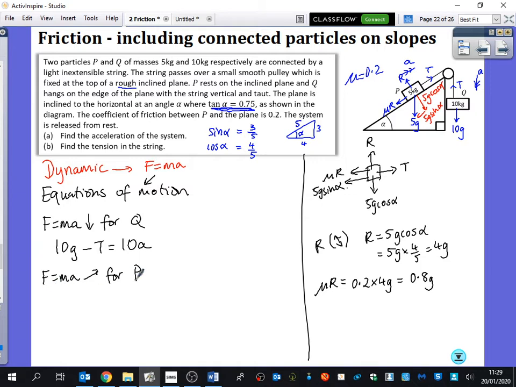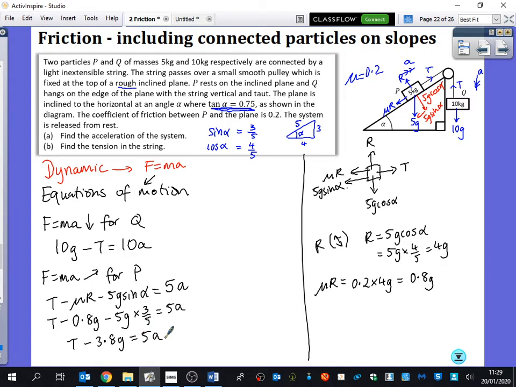So we're now going to do F equals ma for P, and using this diagram, maybe it's even easier: T minus mu R minus 5G sine alpha. So we've got T minus mu R minus 5G sine alpha equals the mass times the acceleration, okay? And now we can substitute everything in. So that's T minus 0.8G minus 5G sine alpha, which is 3/5, which is just going to be a 3G. So you get T minus 3.8G equals 5A.